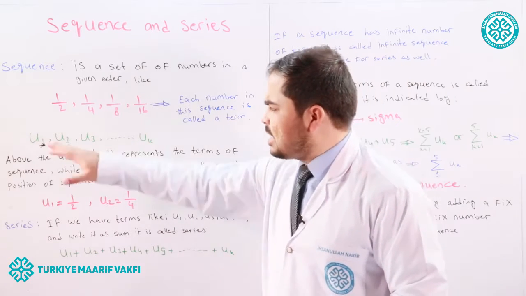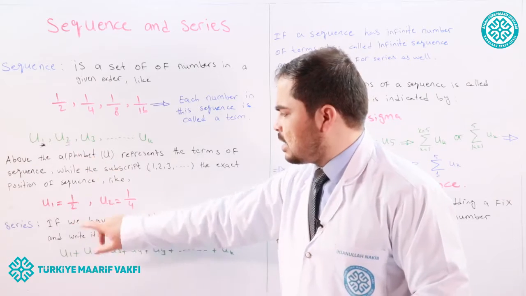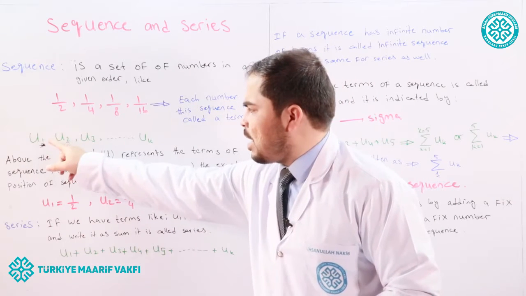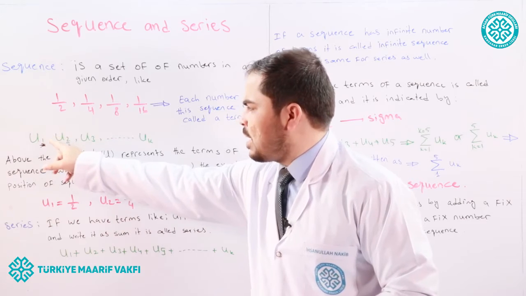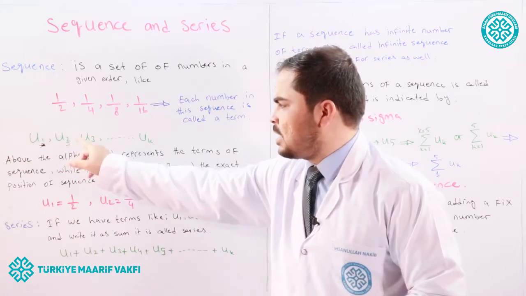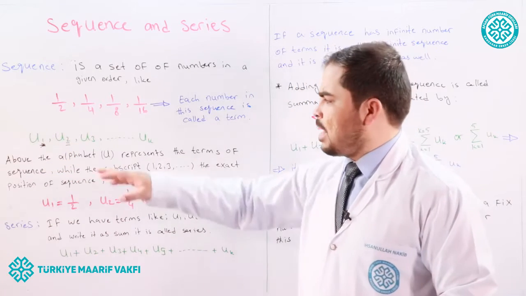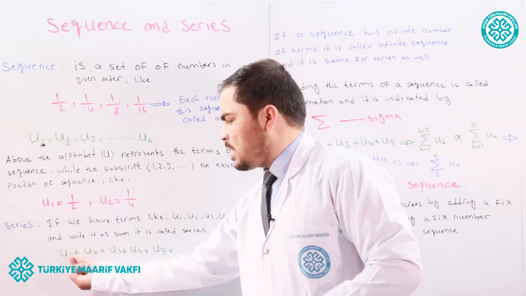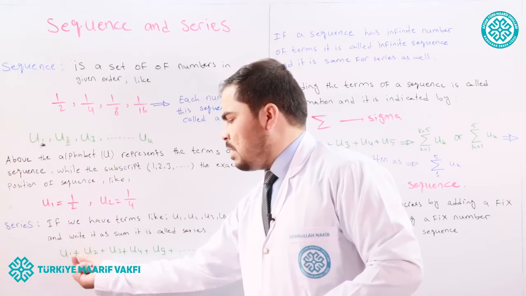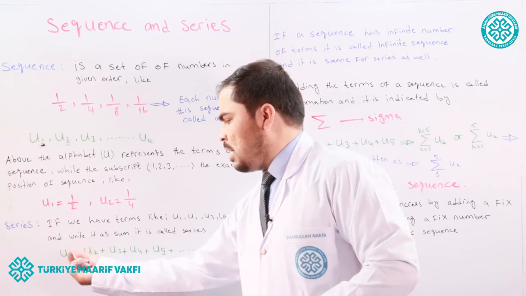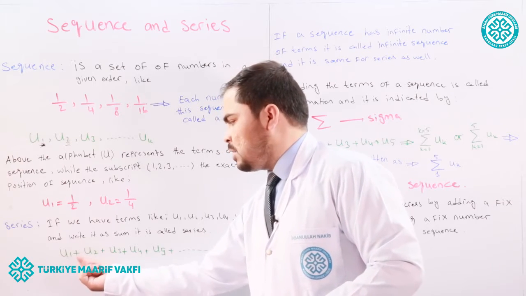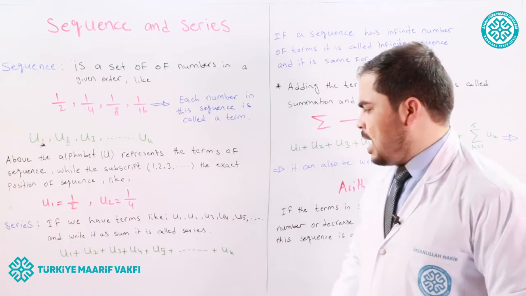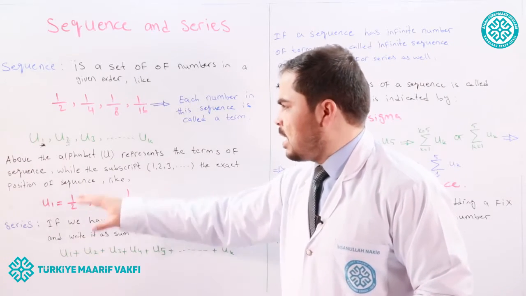So if you just see the difference between series and sequence, in a sequence we are just separating the terms by a comma. For example, U1 was separated from U2 by a comma, U2 was separated from U3 by a comma. But in a series we are just writing a positive sign, or plus sign, in the middle of consecutive terms. Here we have between 1 and 2 a positive sign, and it goes on. So that is the series, and that one is the sequence.